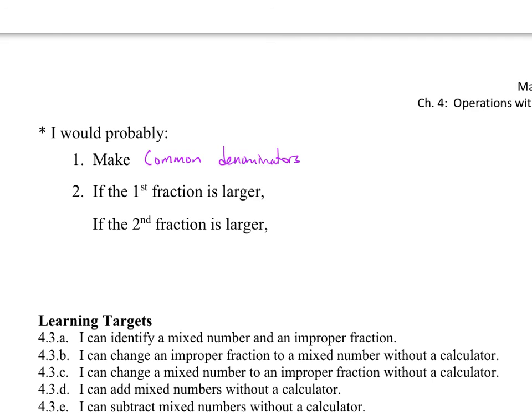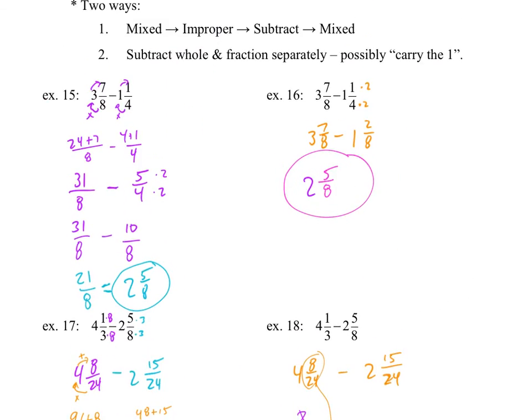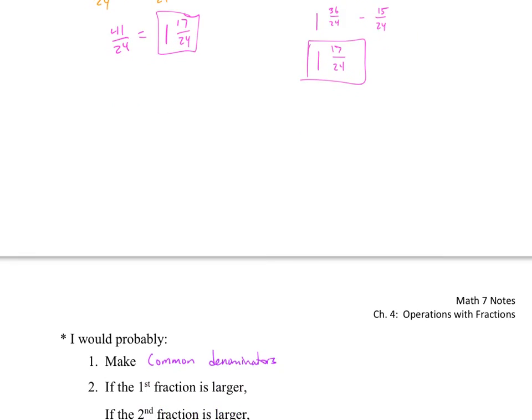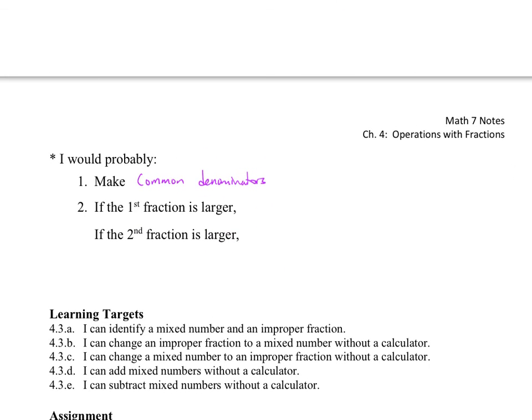Make common denominators. When you do it, if you find out that the first fraction is larger, like they were in examples 15 and 16, 7 is bigger than 2, if that's the case, subtract as mixed numbers. Because you don't have to do any borrowing then. That's what I would do personally.